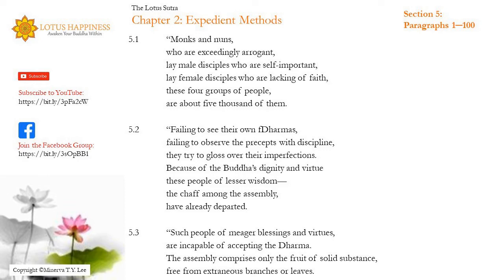These people of lesser wisdom, the chaff among the assembly, have already departed. Such people of meager blessings and virtues are incapable of accepting the Dharma. The assembly comprises only the fruit of solid substance, free from extraneous branches or leaves.